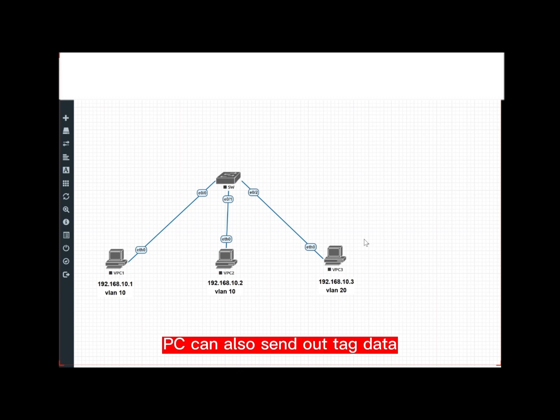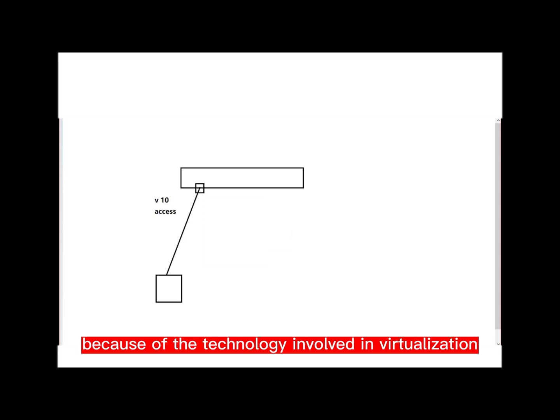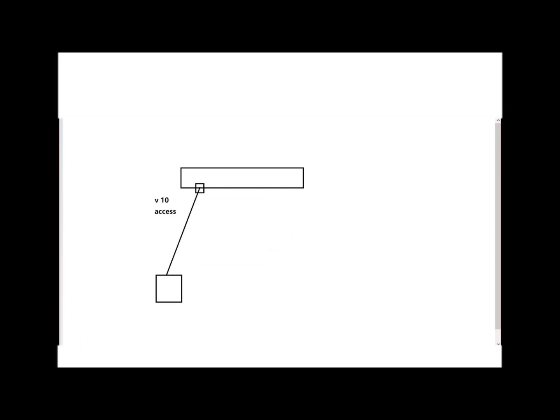PC can also send out tagged data. We are now because of the technology involved in virtualization. So many things are not so absolute. It is possible to receive tagged data. What if there is a tag?